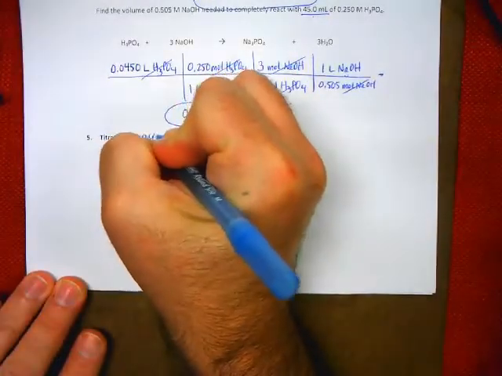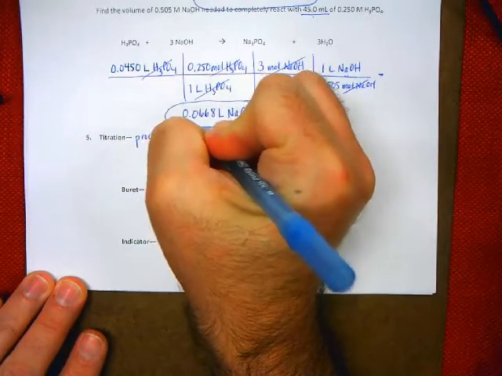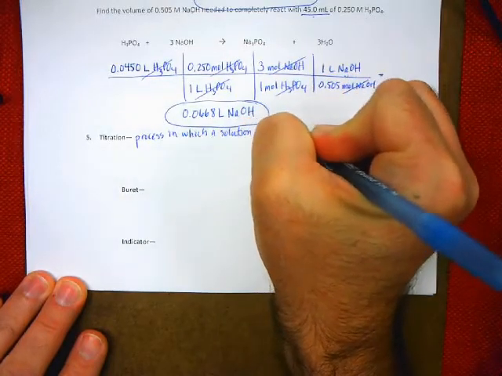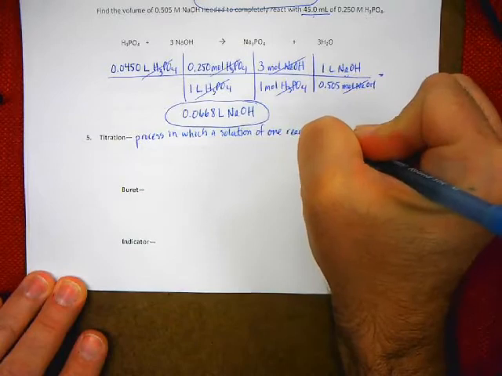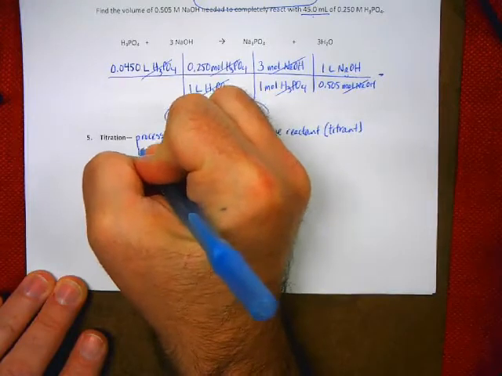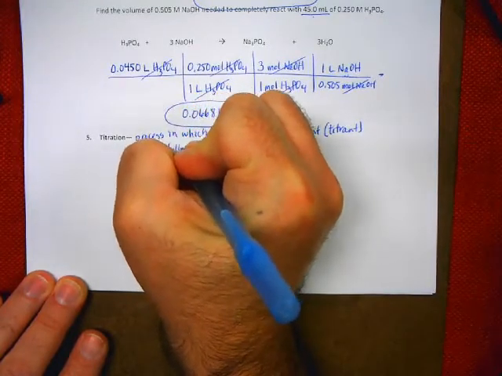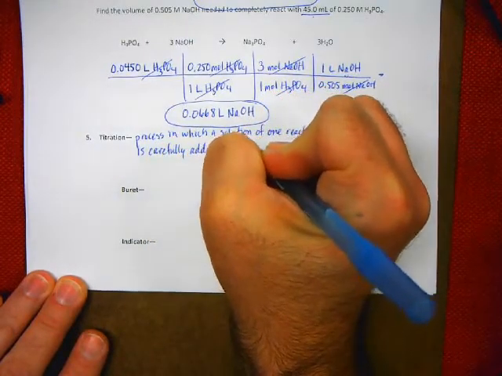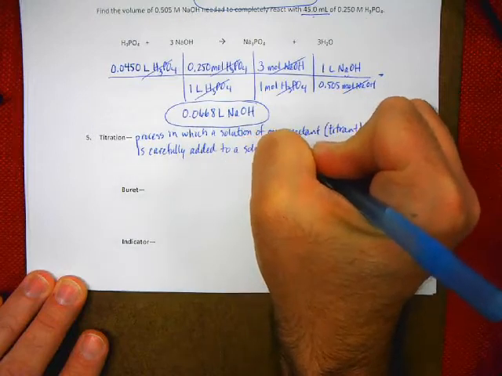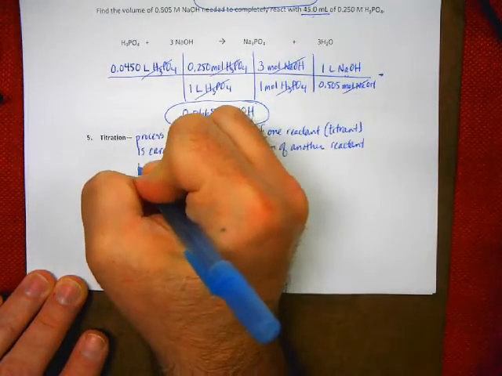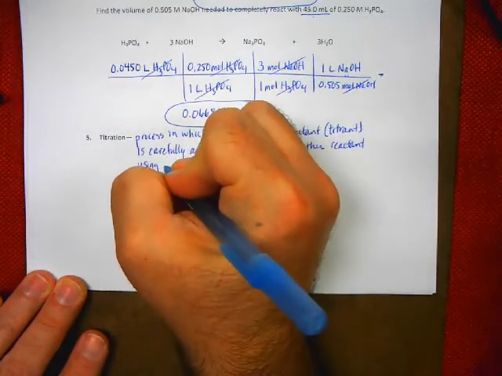So what is titration? Titration is a process in which a solution of one reactant, which we're going to call a titrant, is carefully added to a solution of another reactant using a piece of equipment called a burette.